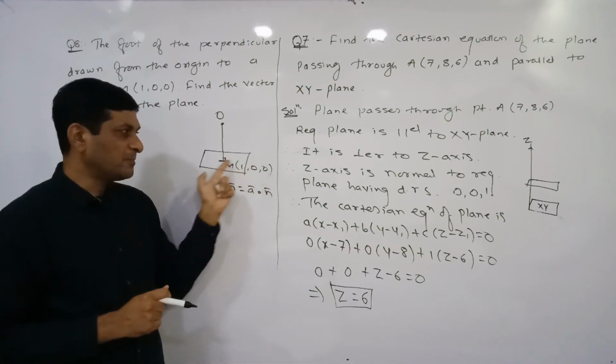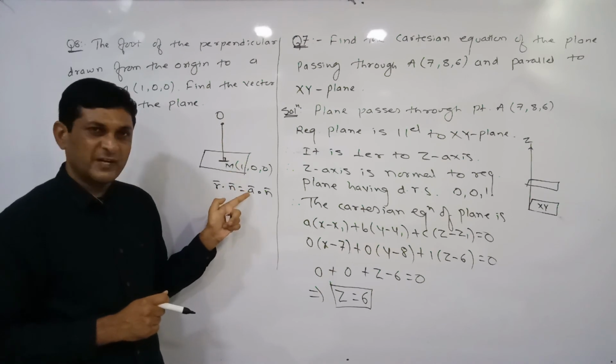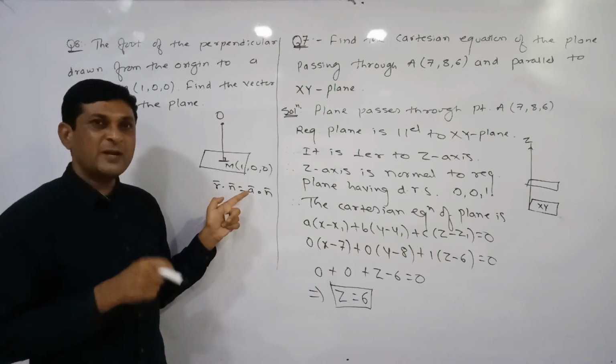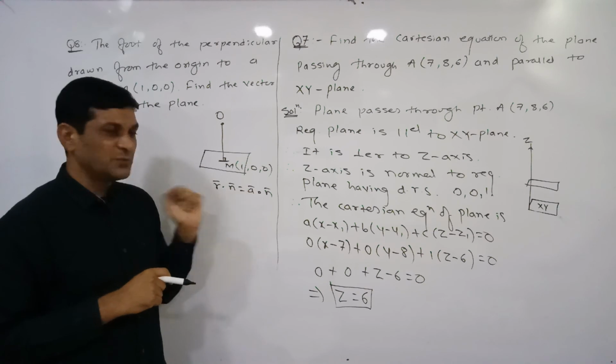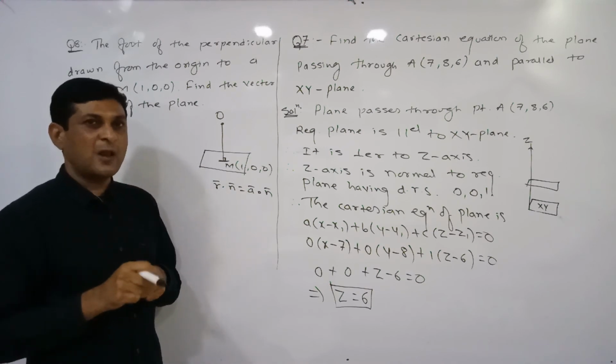Here one point on the plane is known to us. From the coordinates of this point, we are able to find the position vector of one point on the plane, so we will get the value of a bar. And what is n bar? N bar is a vector along the normal.